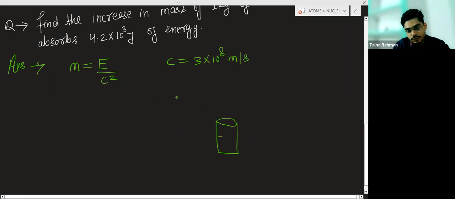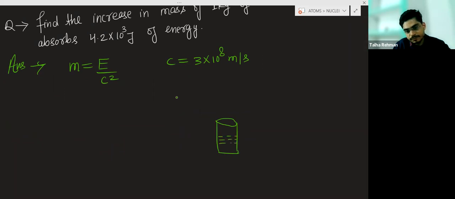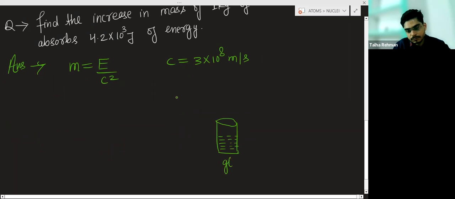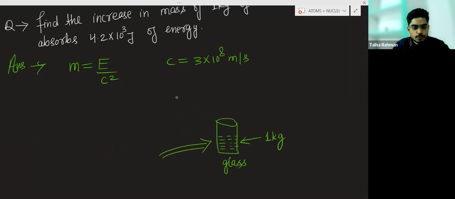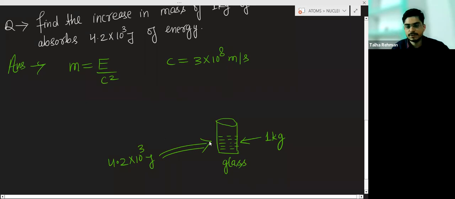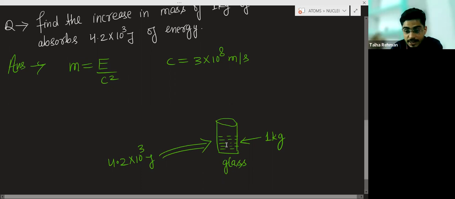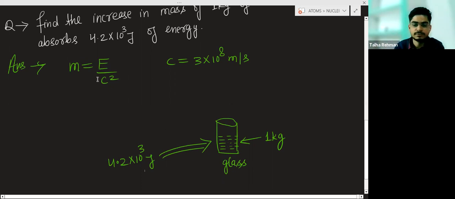and in this glass suppose 1 kg of water is there. How much water? 1 kg of water is there, and now you are supplying energy of 4.2 into 10 to the power 3 joules to this water. What will happen? According to Einstein, if you supply energy, the mass of this water will increase, and it is given by this formula.